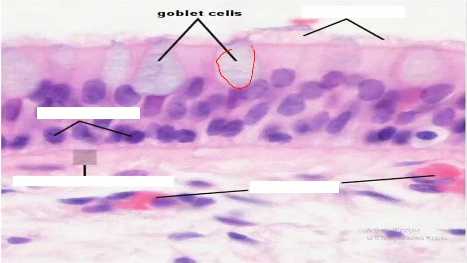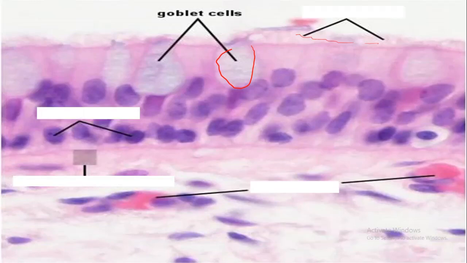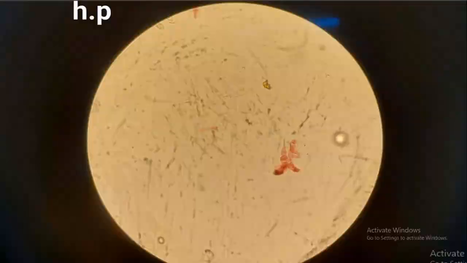So goblet cells are special cells because they are unicellular glands and they are able to produce mucus. Then the other one you can talk about is the cilia. So this is the cilia layer I was talking about. Then the other thing are these basal cells, and then we have the basement membrane, and then we have the capillaries, which we saw here. I'm sure I mentioned that.